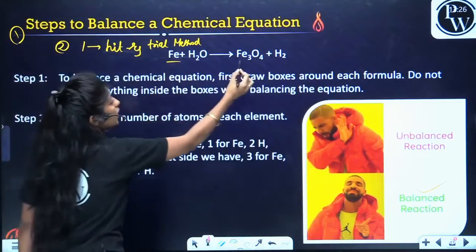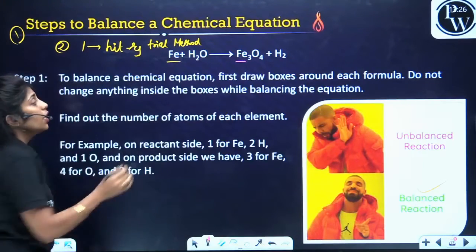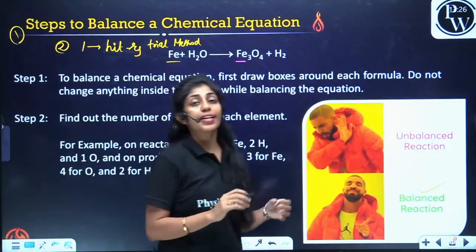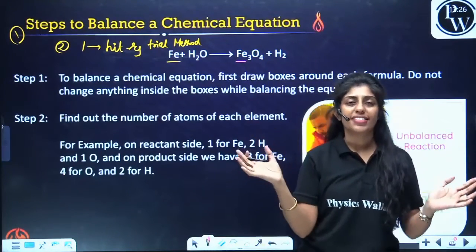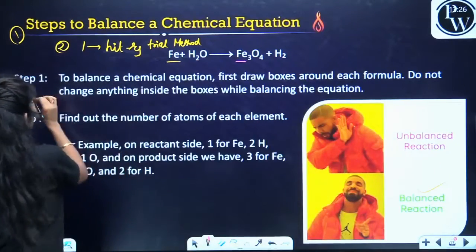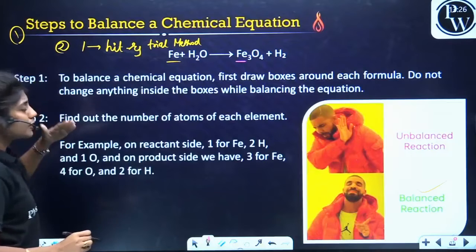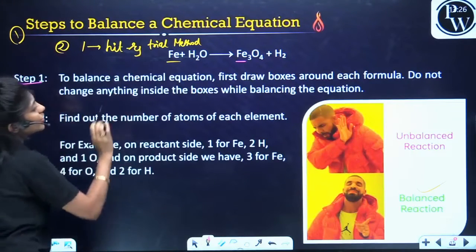First you can see here, the iron atoms are 3 on the product side, while the iron on the reactant side is 1 only. So there is no balancing, and we need to balance it. We need to understand that we are doing this balancing in a step manner. The very first step is to balance the chemical reaction.